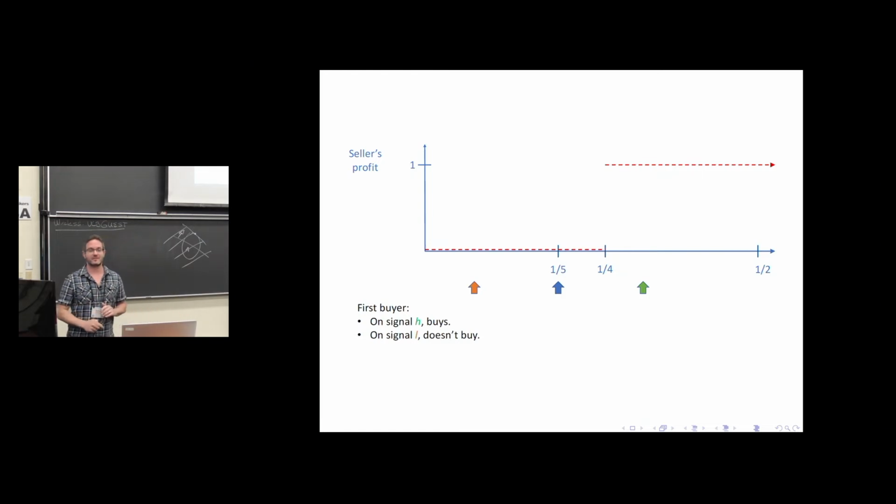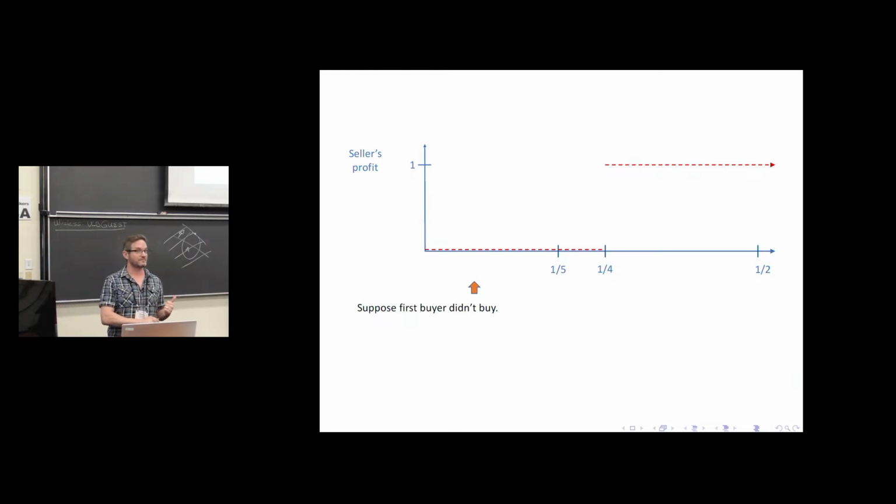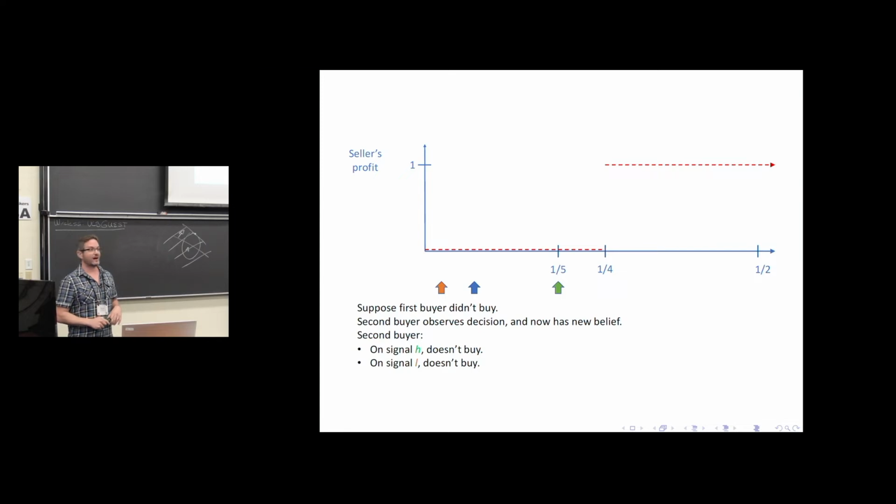So here's the more interesting case. Let's go back to our first buyer, and suppose that he got the low signal. He didn't buy. Now the second buyer shows up. The second buyer either gets a high or low signal, but notice that either way, his belief is still below 1/4. Right?